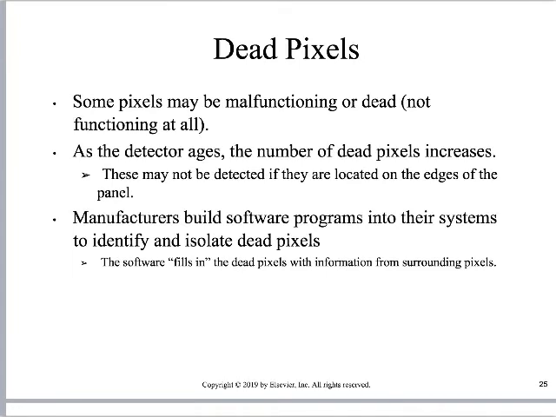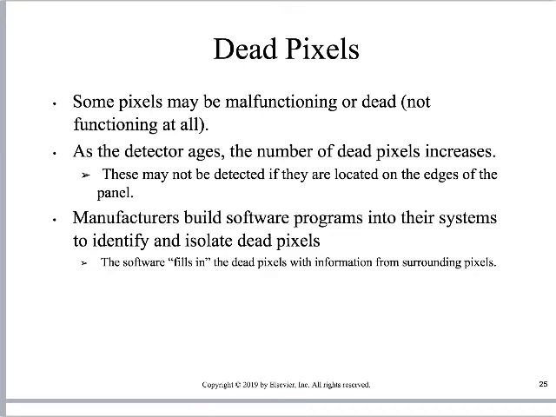So some pixels may be malfunctioning or dead, not functioning at all, right? Some detector elements, in other words, some portions of those detector elements may not be working very well. So some part of the state of Utah may not be collecting taxes very well, but the chances are other towns in that part of Utah are still collecting taxes. So some parts of the detector may not be working very well. We would call that a dead pixel, right? As the detector gets older, the number of dead pixels will increase.